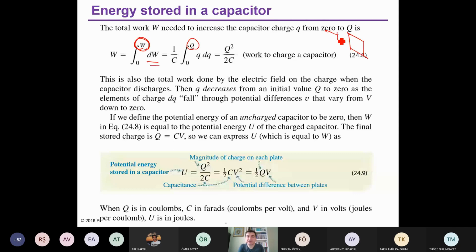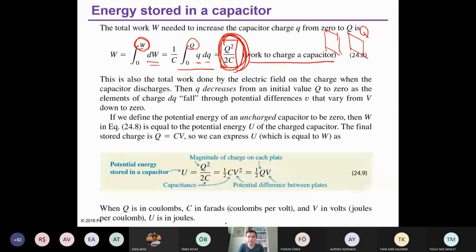Okay, so this is the charge of the capacitors at a certain time, and we would like to increase their charge with dq. If you solve this integral from 0 to Q, then you can get this expression. This is the work to charge a capacitor, and this is also equal to the potential energy stored in the capacitor. We have to do this work to store this Q charge on the plates of the capacitor, and it means that we stored this energy between the plates of the capacitor.